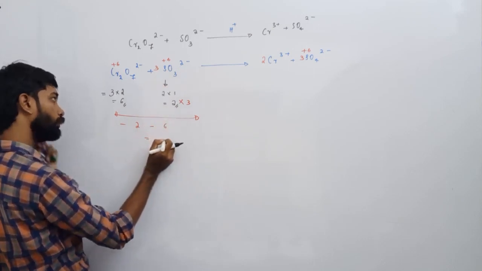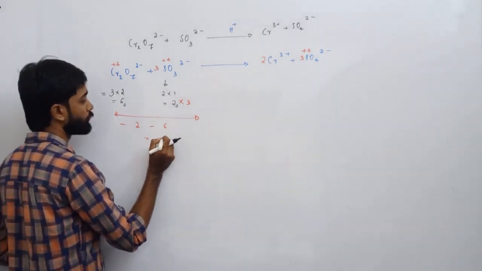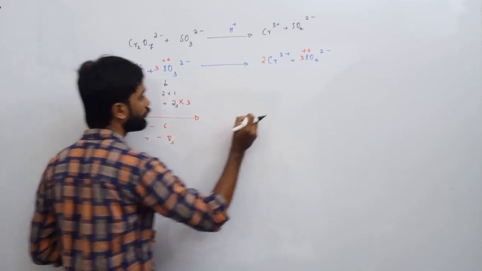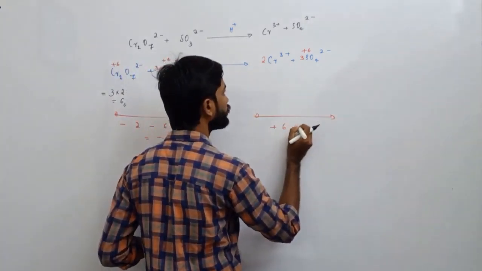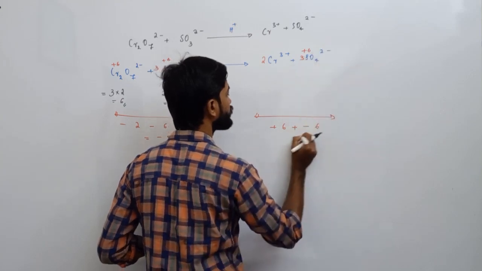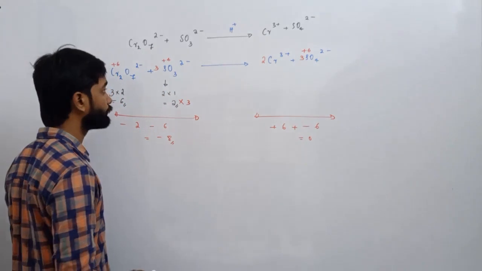Minus 2, minus 6. Right, so it will be minus 8 here. What about here? Plus 6. 3 into minus 2, minus 6. So here 0, and here minus 8. Okay.